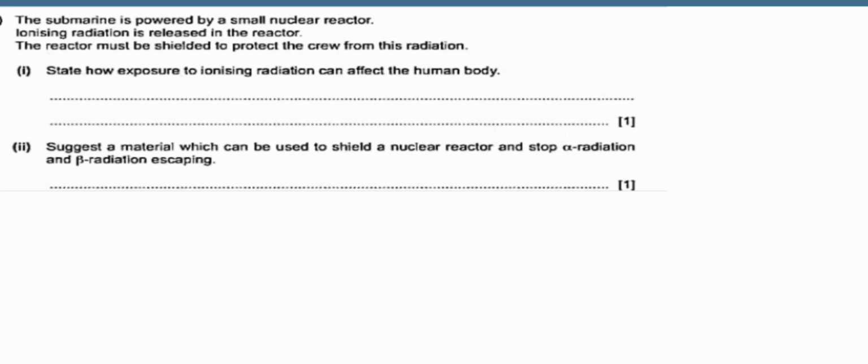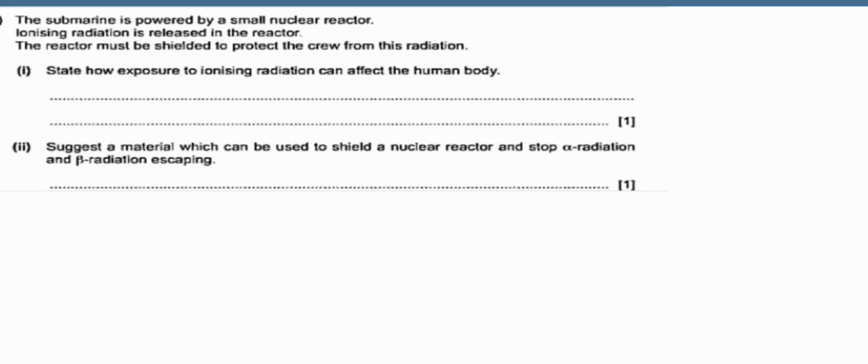So it can affect the human body by destroying the cells. When you are exposed to radiations, those radiations are going to destroy the cells. Then apart from destroying the cells, they are going to cause mutation to the cells. So by causing cancer or by destroying cells, it can cause mutation. When you are exposed to radiations, those radiations can cause mutation.